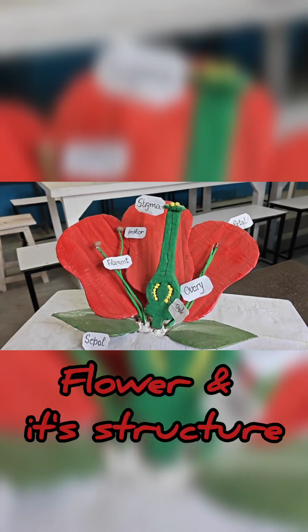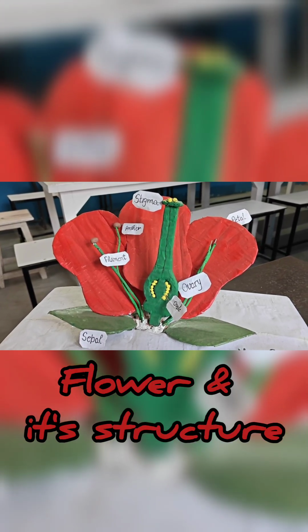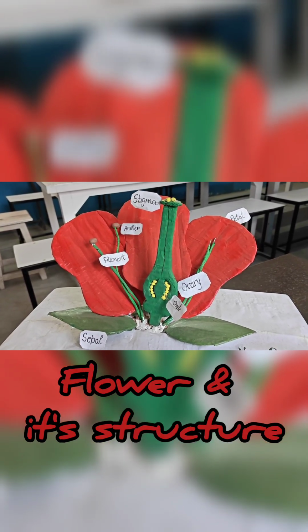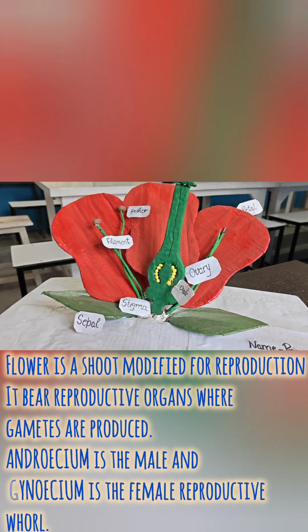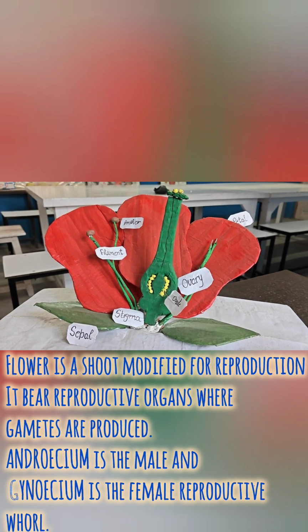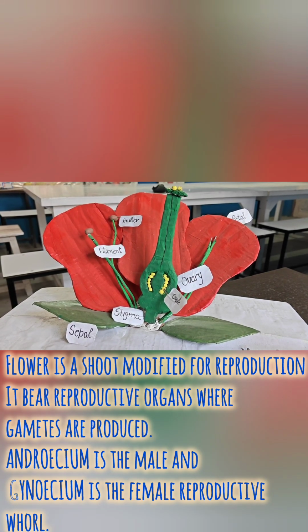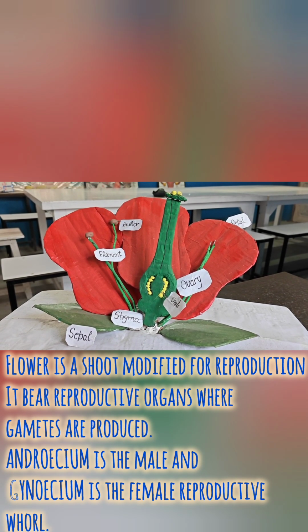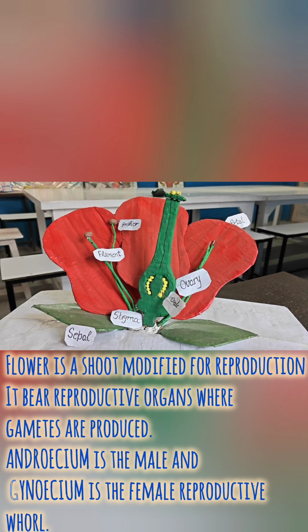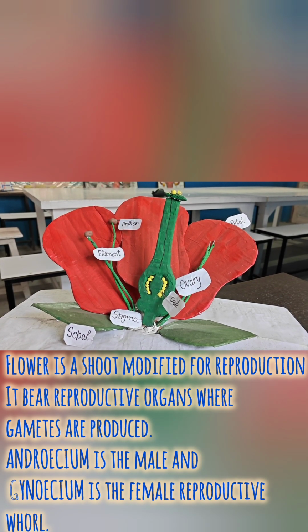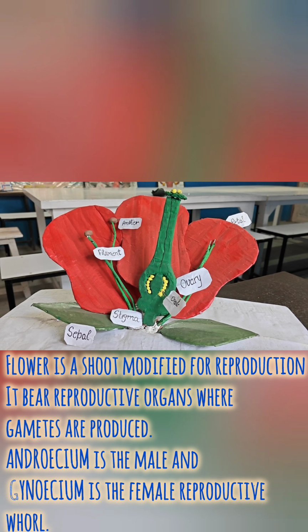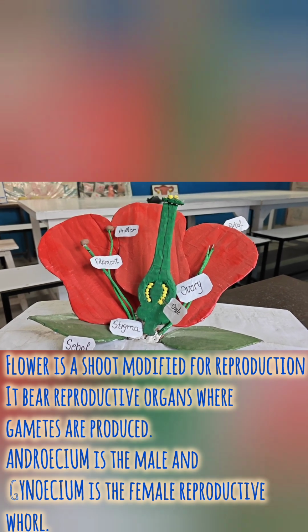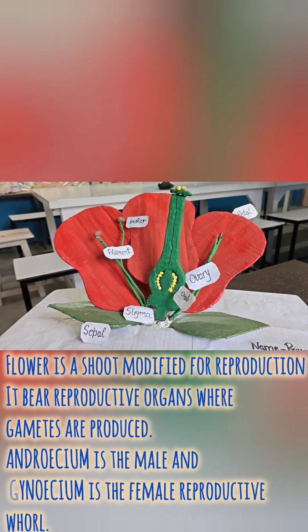So as you can see, this is a flower. So today we will discuss the structure of the flower. Flower is a shoot modified for reproduction. Flower bears reproductive organs as well as other essential parts. Androecium is the male reproductive whorl and gynoecium is the female reproductive whorl. So both of these reproductive structures are essential for the fertilization process.